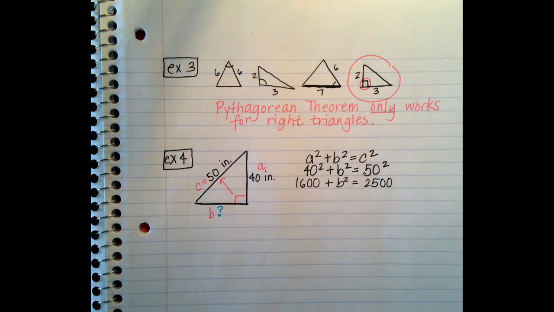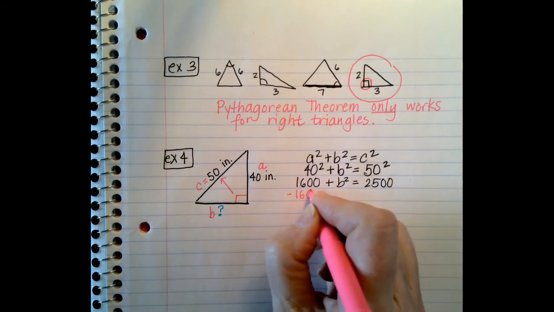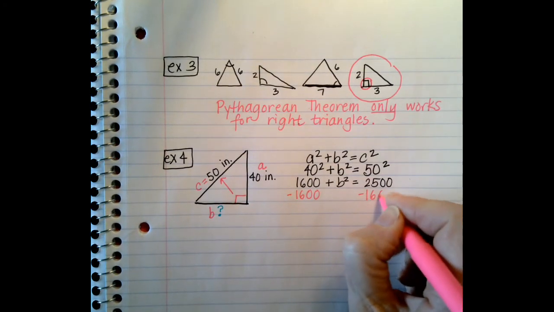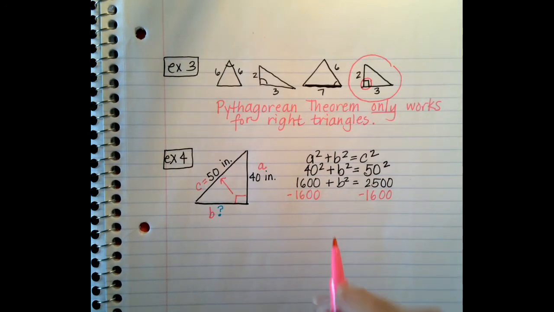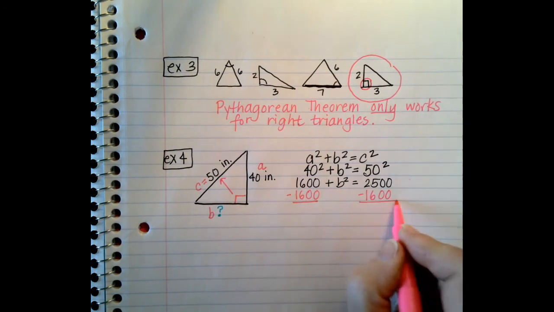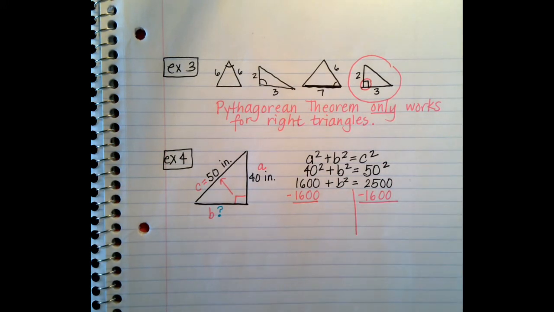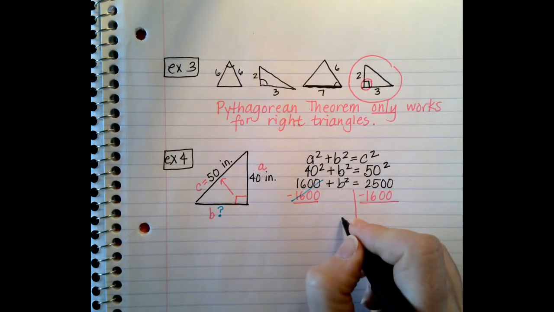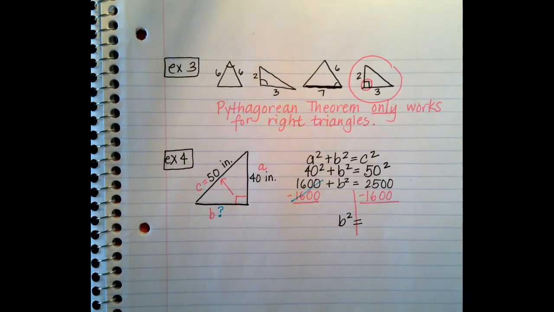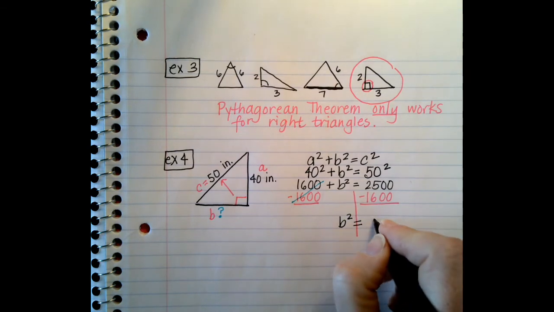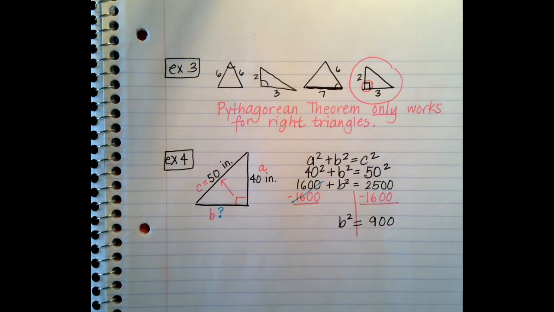My next step is to subtract my 1600. Again, remember I have to subtract when my values end up on the opposite sides of the equation. So I'm going to go ahead and set up my equation here. If I subtract the 1600s, then they cancel. I bring my b squared down, and I'm going to subtract 2500 minus 1600. That's going to give me 900.